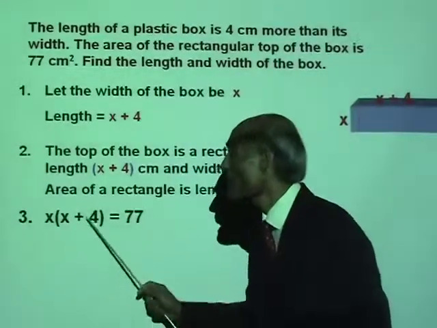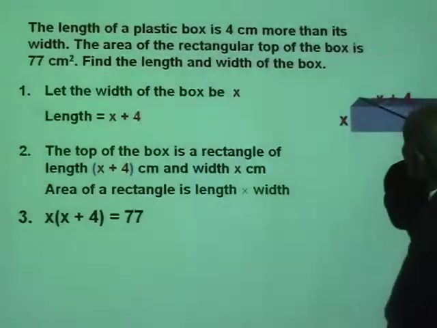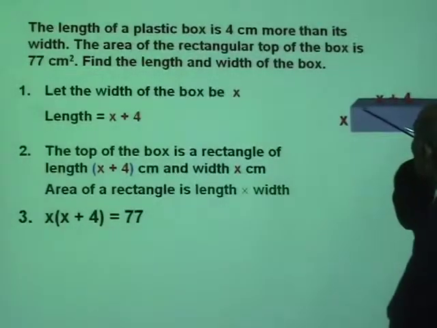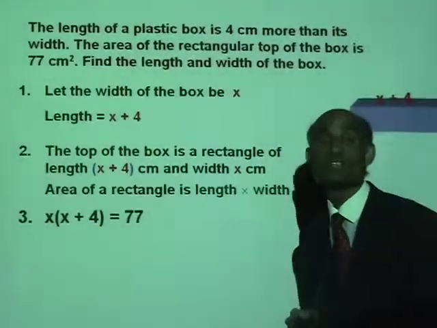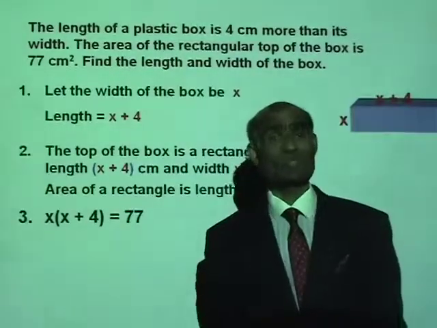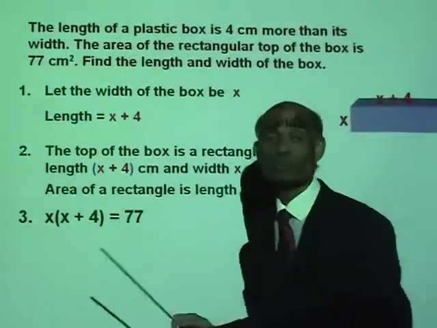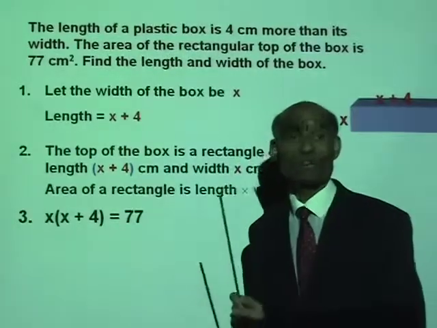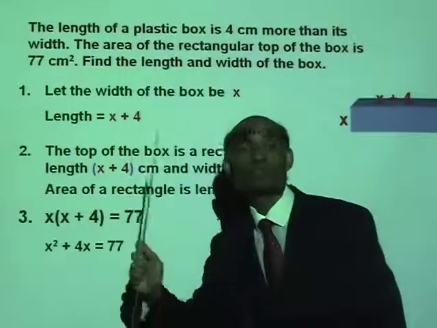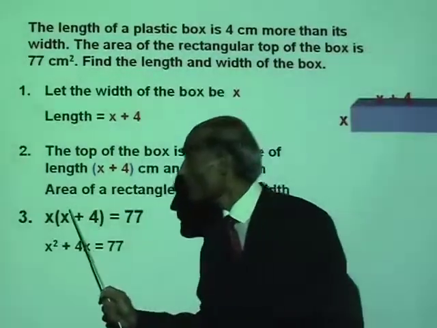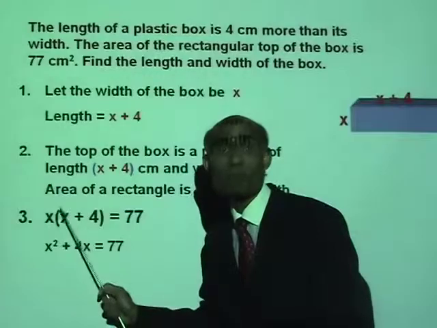Width multiplied by the length. Width is x. This is your x. And this is your x plus 4. So x multiplied by x plus 4 is the area of the top of the box. And that is given to be 77. You see, we have an equation. What is the next thing to do? We got to solve the equation. Now, what is the first thing that you will do to solve this equation? Simplify the left-hand side by multiplying.